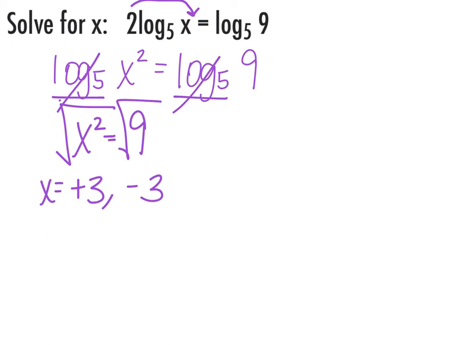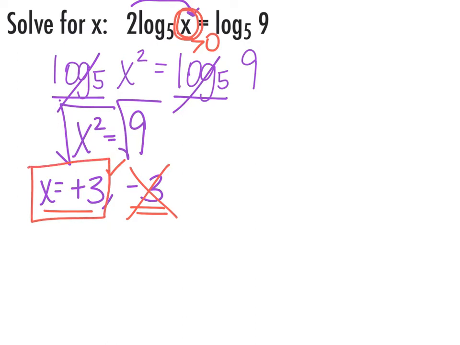Looking at this problem, I know that whatever this x is has to be greater than 0. If I plug in a positive 3, that checks out. But if I plug in a negative 3, that doesn't make it greater than 0. So I have to reject this answer. The only thing that works is x equals positive 3.